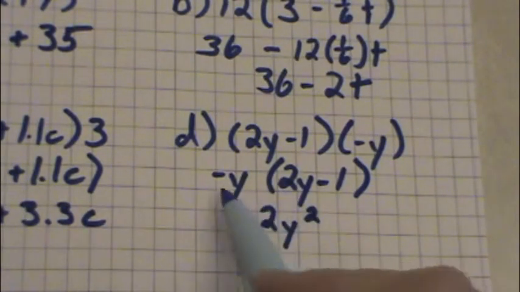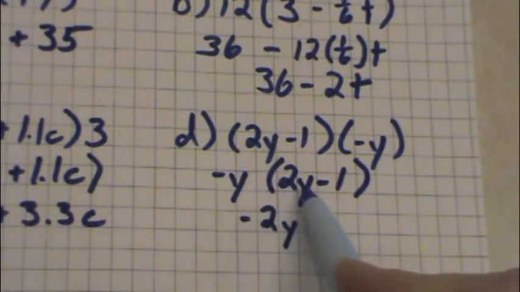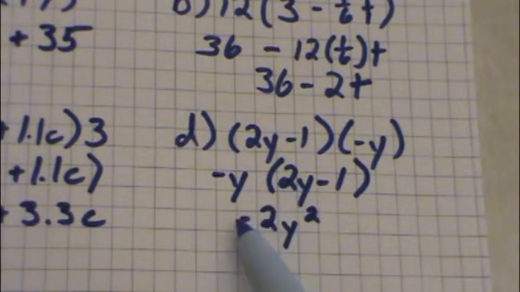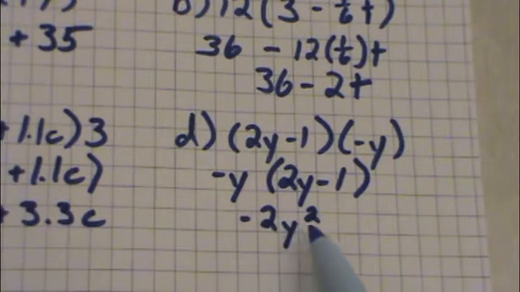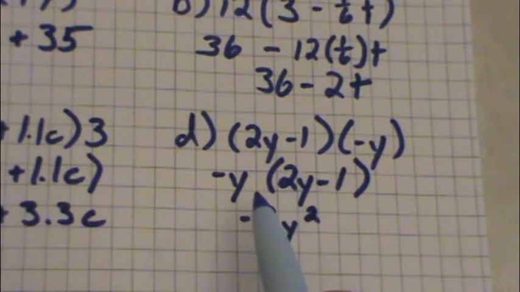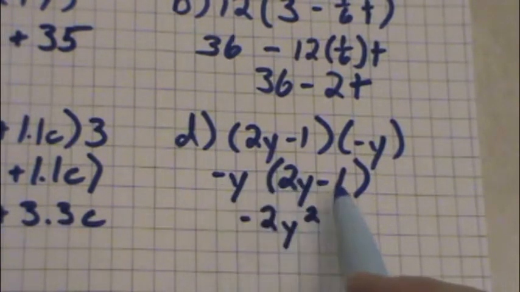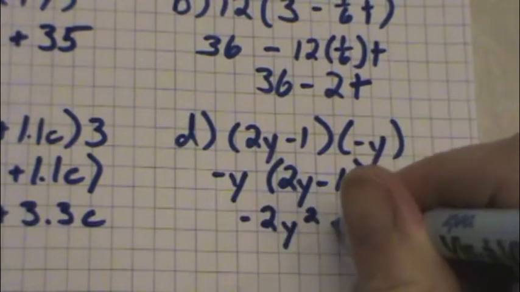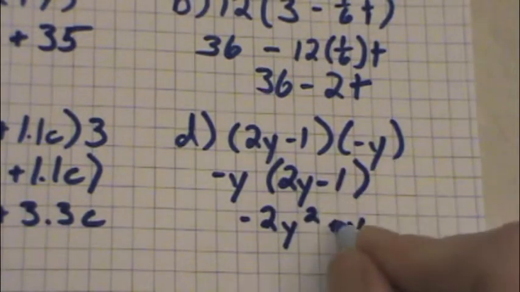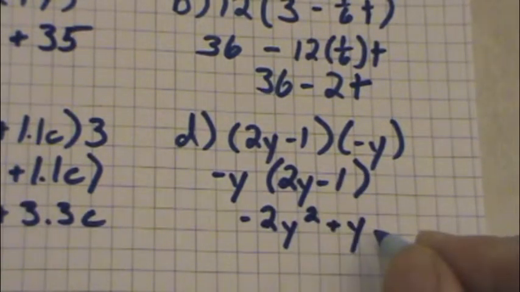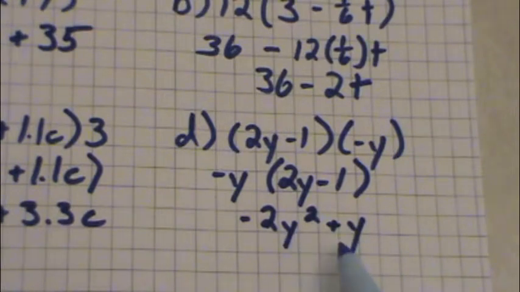Let me say that again. Negative y times 2y is going to give you negative 2y squared. If that confuses you, make a note in your book right now so that you remember to ask me tomorrow for some extra help. Negative y times negative 1 is going to give you positive y. This is as simplified as you can get with this. You can't combine that anymore because this one's a y squared and that one's a y. These are not like terms.